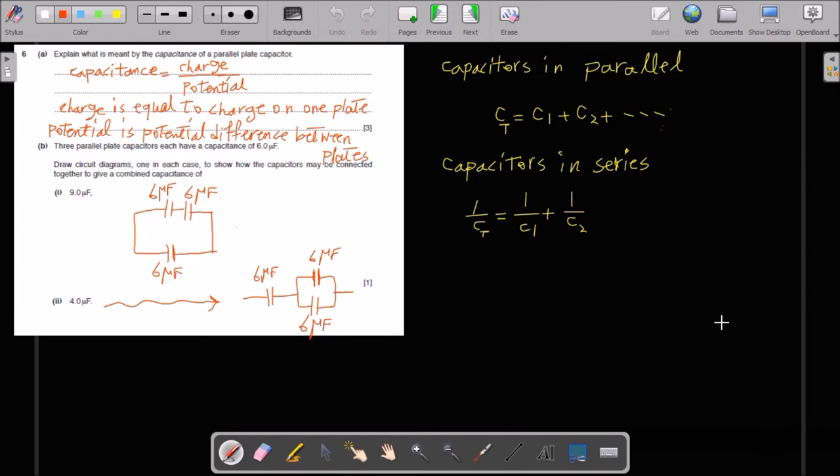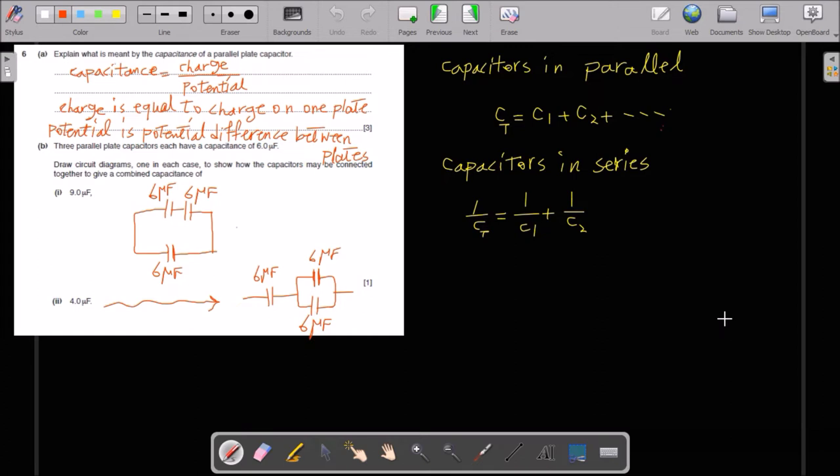Question 6. Explain what is meant by the capacitance of a parallel plate capacitor. So we know that capacitance is charge over potential. Charge is the charge on one plate, and potential is the potential difference between plates. So you should explain everything about this formula. Capacitance is equal to charge over potential. You should explain charge and potential.